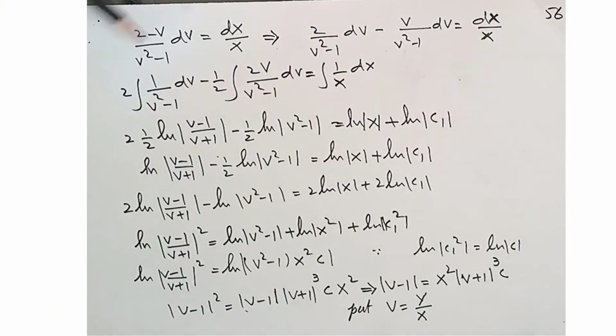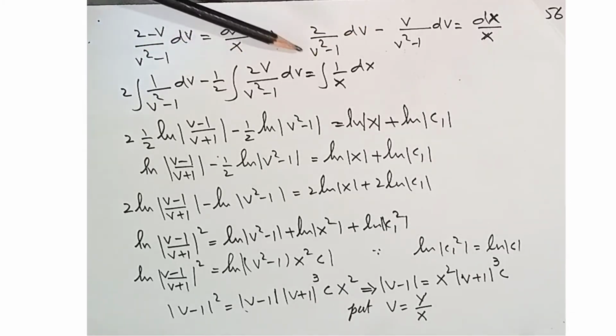Now we have 2 minus v divided by v square minus 1 dv equal to dx over x. By cross multiplication, we have 2 over v square minus 1. After simplification, we have 2 by v square minus 1 minus v over v square minus 1 into dv, and this is equal to dx over x.